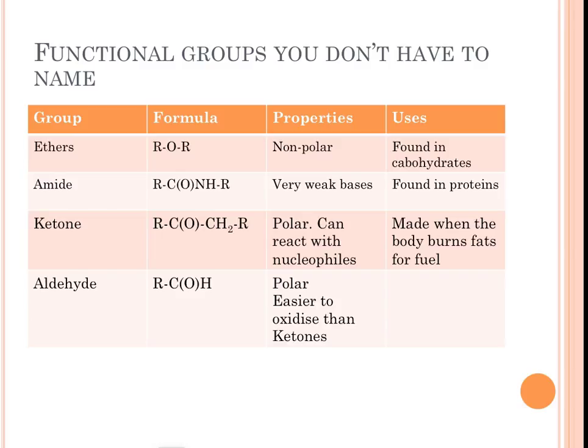Unit 4 Chemistry, Chapter 10, Part 3. We're looking at more functional groups, but these are ones for the molecules you don't have to name. What you do have to be able to do is identify the functional group and essentially point at it and go, there it is, that's an ether, or there it is, that's a ketone. You also need to know the properties.